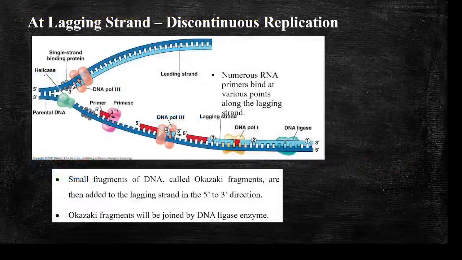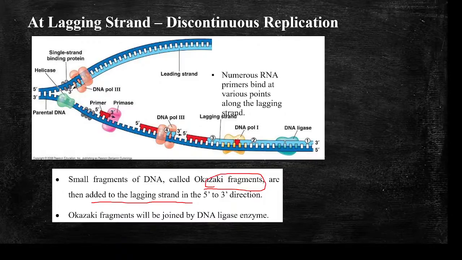At the lagging strand, small fragments of DNA, which we call Okazaki fragments, will get added to the lagging strand in the 5' to 3' direction.